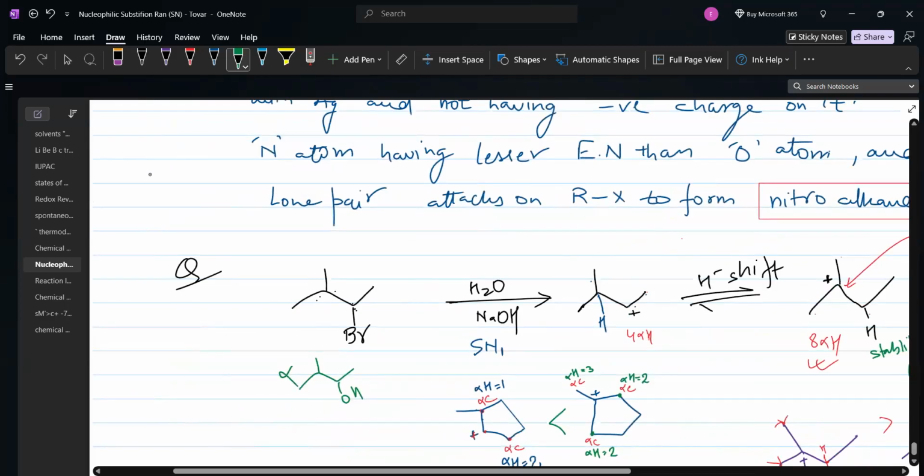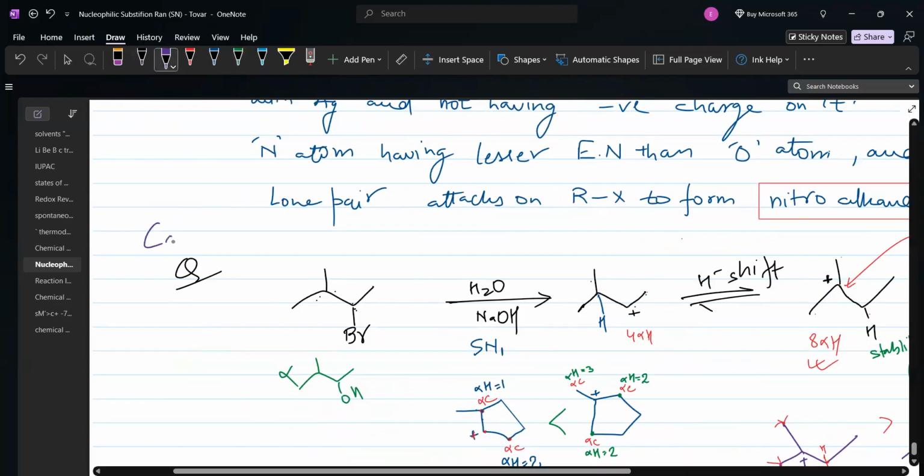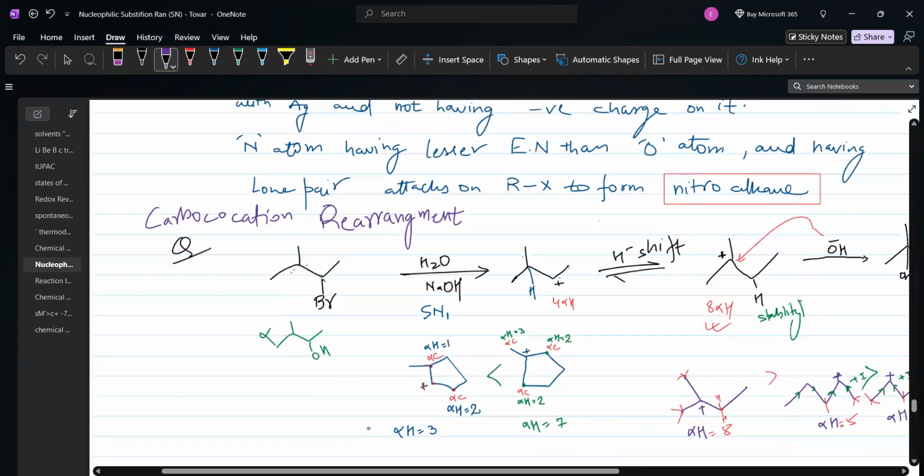This topic is taught under carbocation rearrangement. Has everybody understood the basic thing? Why it is rearranging and why the product is not similar because of rearrangement? Yes, sir.